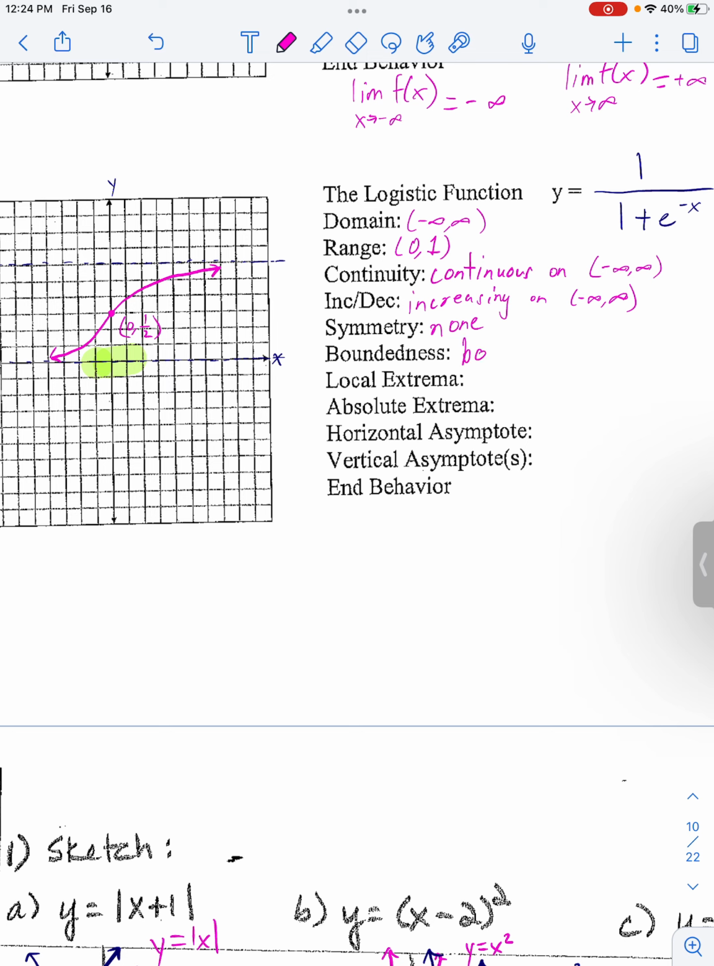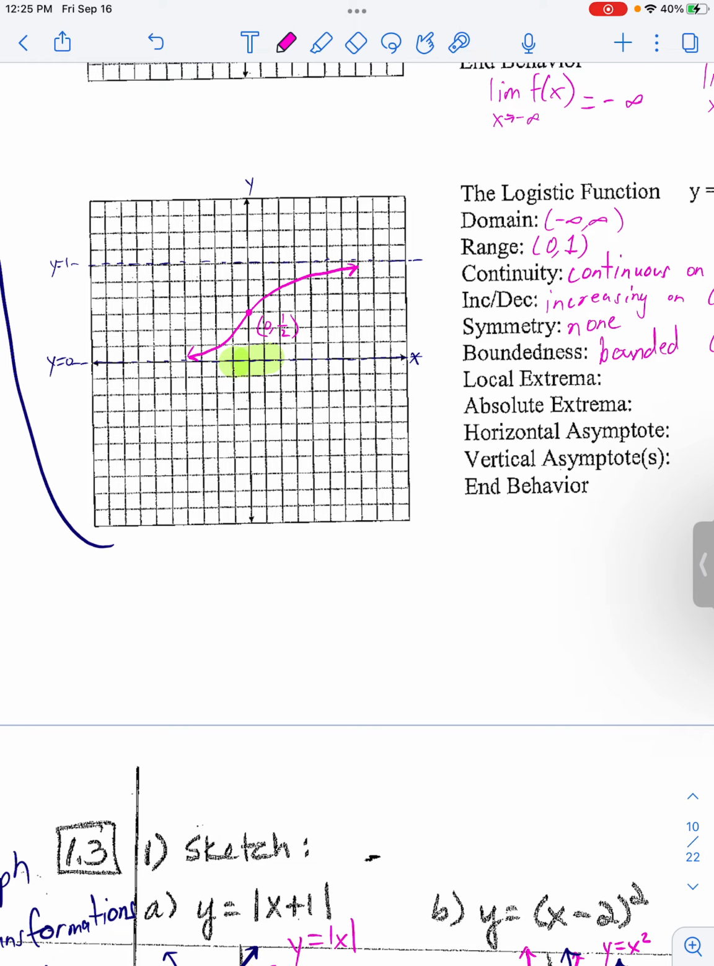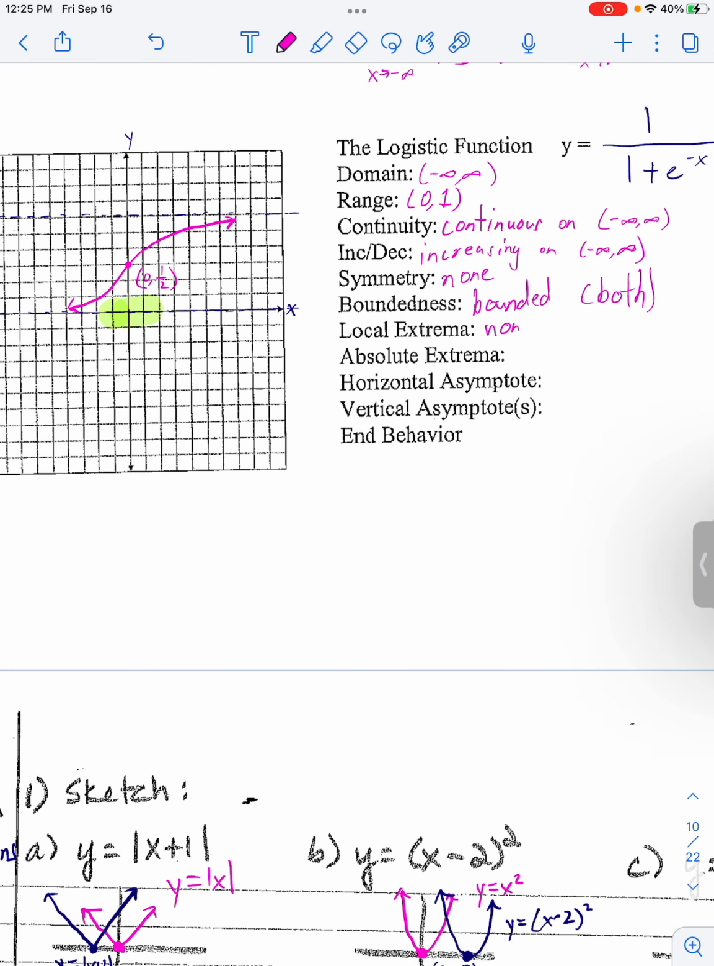Boundedness, right? It's bounded. That means both. It's bounded above and below, right? Never goes above y equals 1. Never goes below y equals 0. Local extrema, none. No peaks or troughs, right? And then absolute extrema, none.